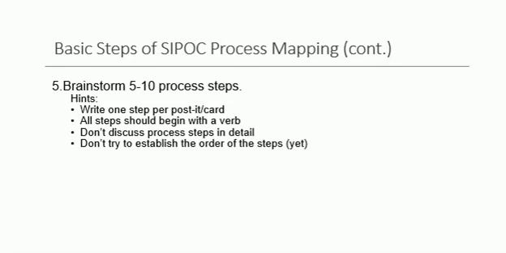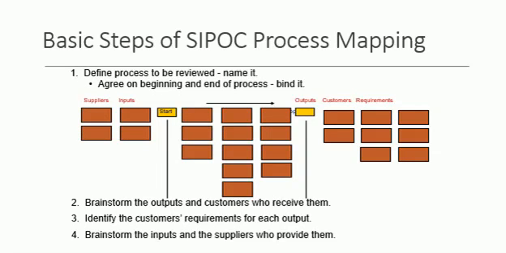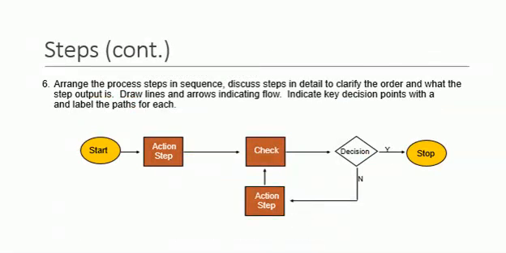So if I move back, what you have is supplier input cards, customer requirement cards, and process cards. You will organize them later on over here, and then here, and then in the middle, and you will get to generate this kind of sequence. When you organize them, you will discuss the steps in detail to clarify the order and what the step output is. So like this, I will start using those process symbols.